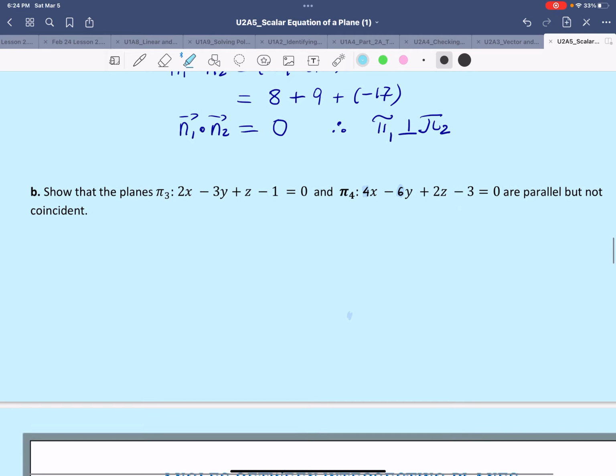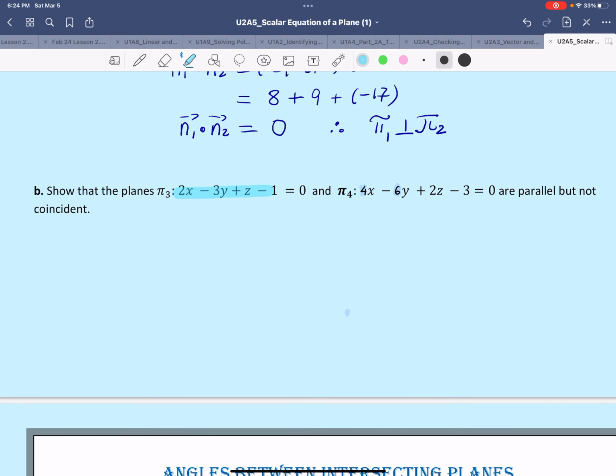In the next example, we have to show that the planes pi 3 and pi 4 are parallel, but not coincident. So here goes the third plane, and this is plane 4. So we're going to start off by identifying their normals. So (2, -3, 1) for pi 3. I'm going to call this the normal n3 just to comply with the name for the plane itself, and the normal n4. So that's (4, -6, 2).